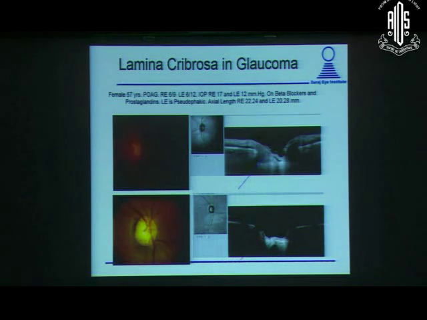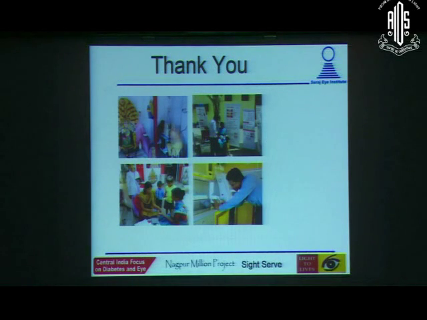These are things that we still need to figure out how to understand, but there may be some value in the retinal nerve fiber layer tissue just above the lamina cribrosa to tell us a little bit more about these patients with glaucoma.